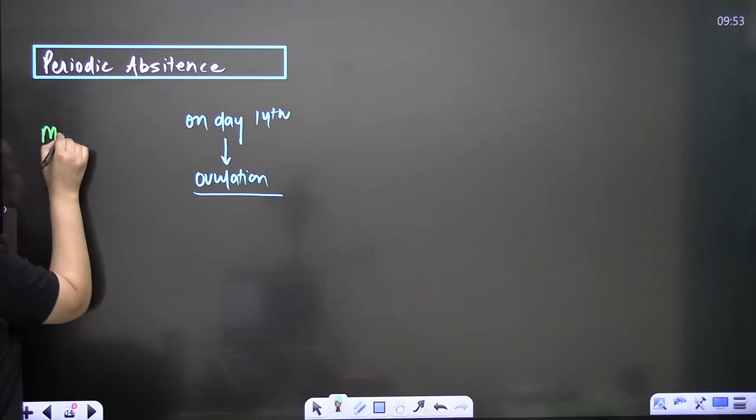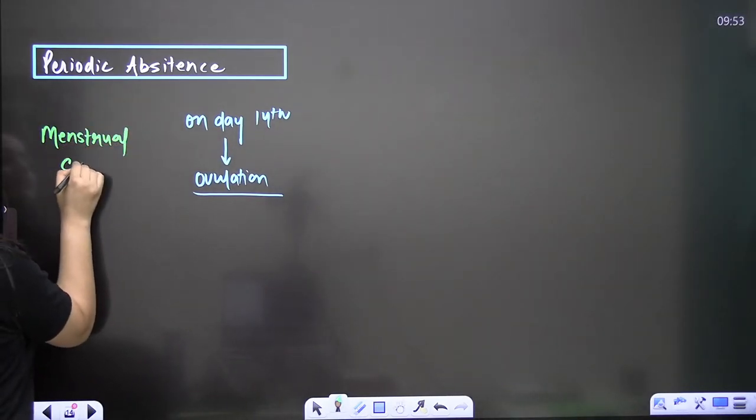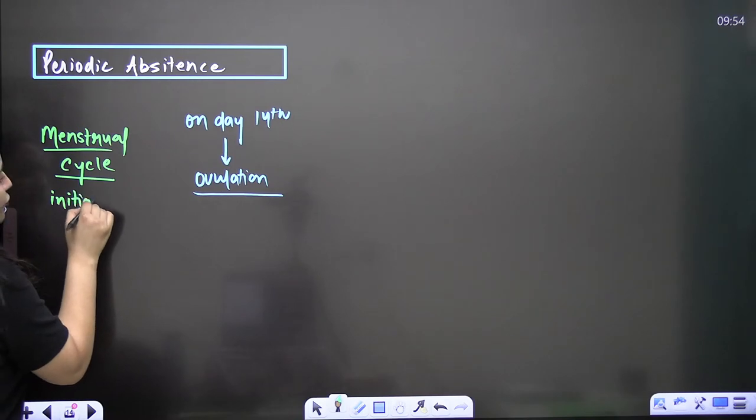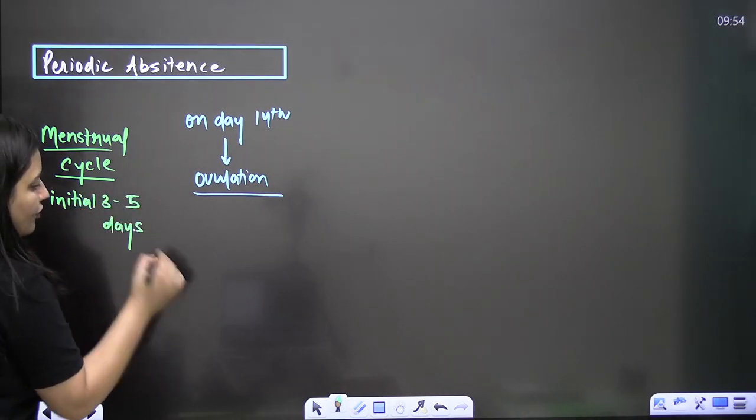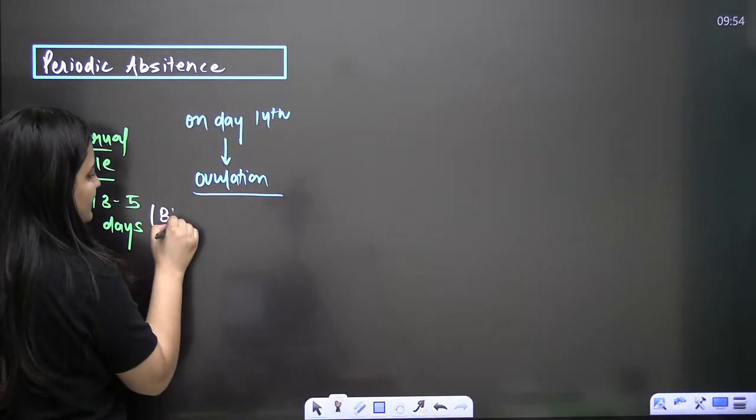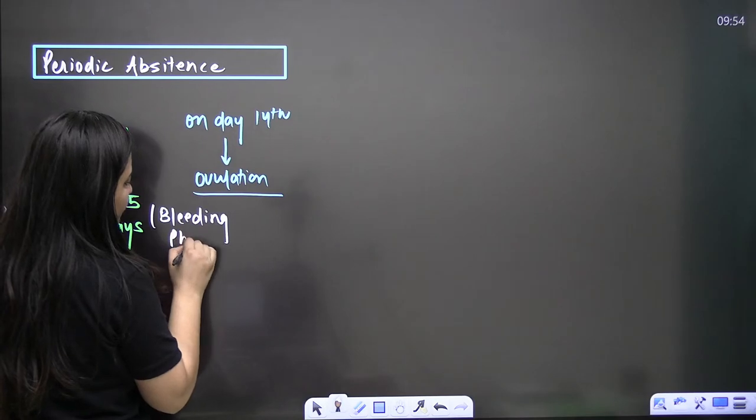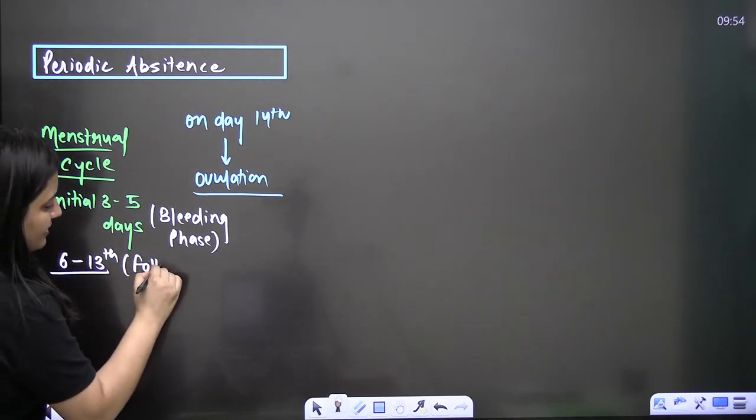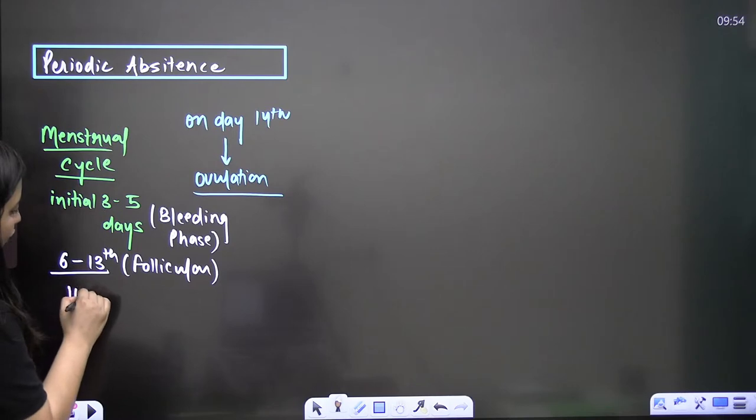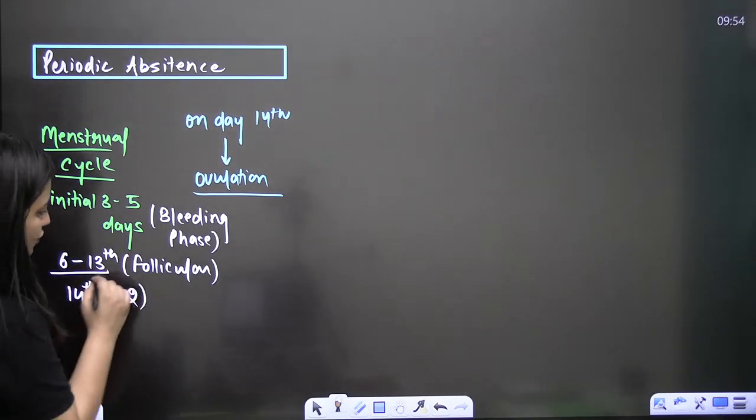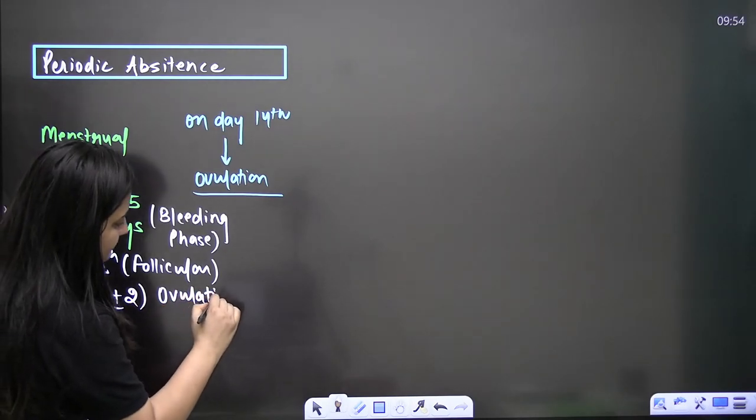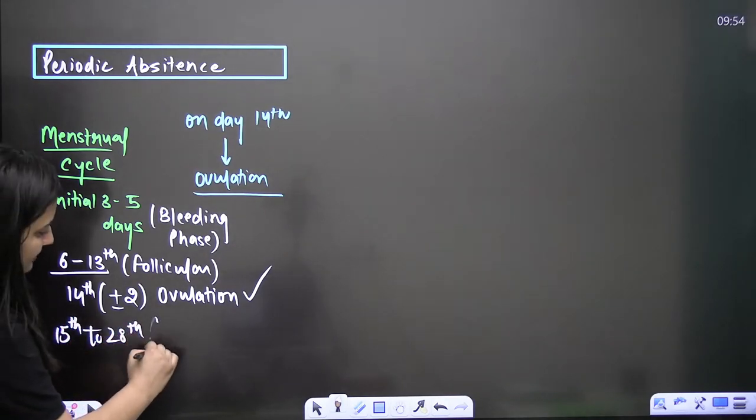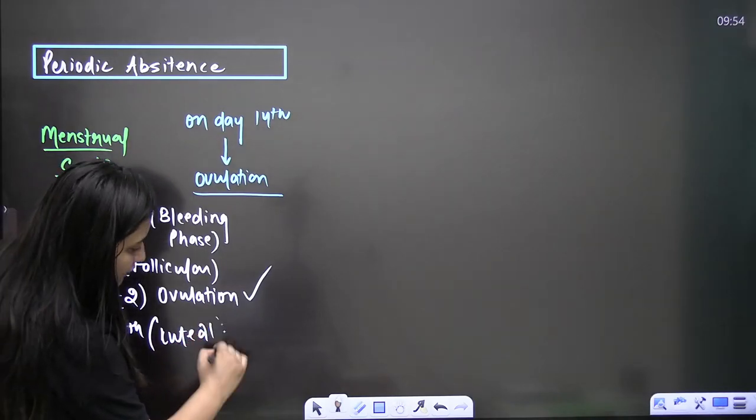When you talk about the menstrual cycle in a female, for the initial 3 to 5 days there will be the bleeding phase, yes or no? And then day 6 to day 13 is going to be the follicular phase. The 14th day, even you can consider plus minus 2, will be the ovulatory day. Ovulation will occur, and then day 15 to the 28th or 29th day will be the luteal phase, the secretory phase. This is what we know.